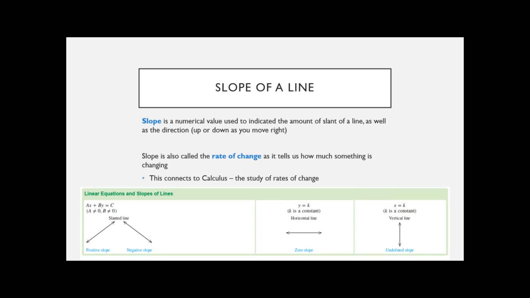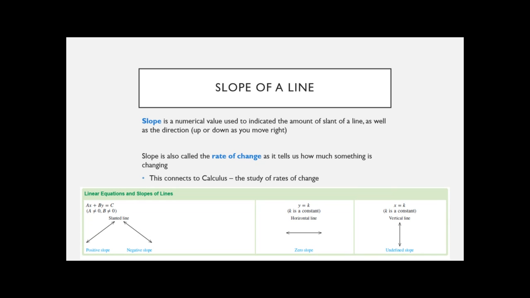Slope is also called a rate of change because it's basically telling us how much something is changing. That slant is how much does it change as I move right, how much does it go up? So it's amount of change. And calculus is the study of rates of change. So you can think of calculus as basically studying slopes for things that are not lines. It's studying the concept of a slope, but for any kind of graph. But the terminology slope is typically just used for lines.